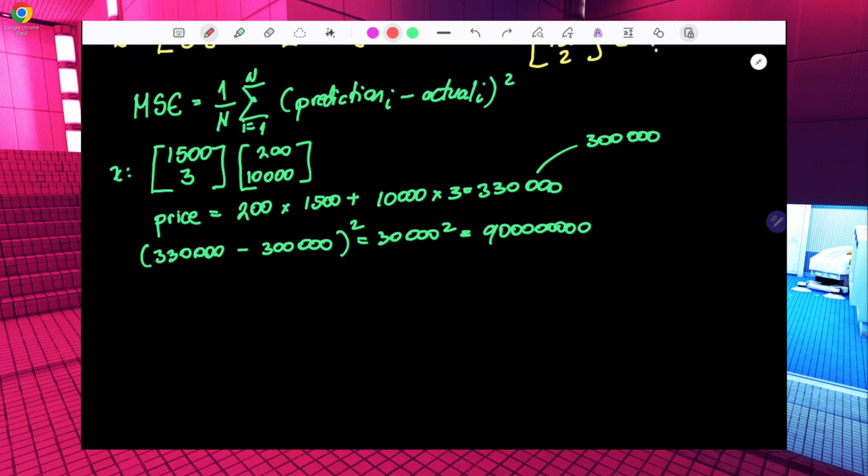Then we create a loop. Initially, the cost function will be 0. And then for every sample that we have, we compute the mean square error. And then we use gradient descent to update the weights v based on the MSE until the MSE falls below a threshold.